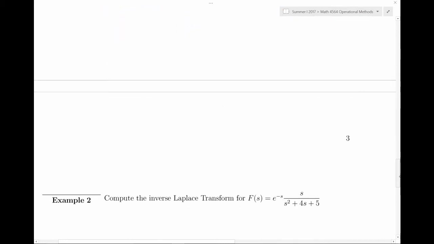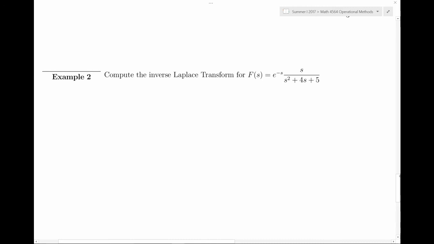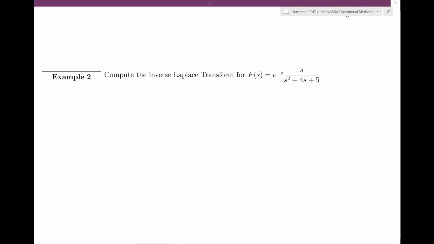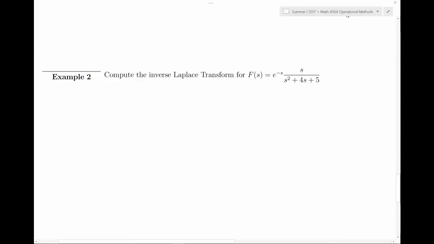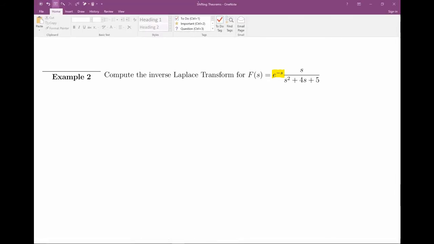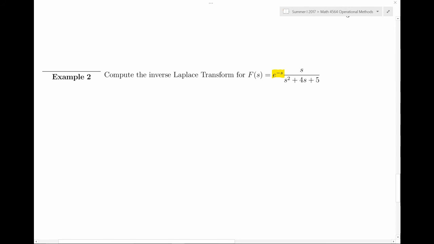Well, I said earlier that these shifting theorems are used to find the inverse Laplace transform, and let's do just that. We have a Laplace transform, and we can immediately see that there is an exponential multiplier, which means that the original function was shifted by alpha 1. So what we can do is we can do the inverse Laplace transform of just the fractional part, and then shift the t by 1 at the end. So let's do inverse Laplace transform of s over s squared plus 4s plus 5.